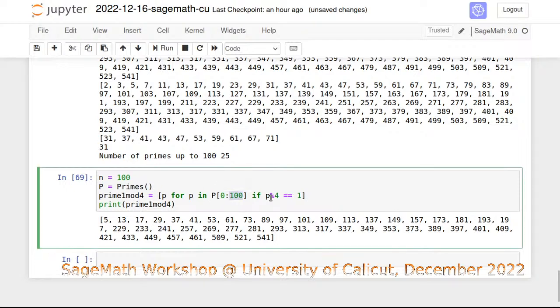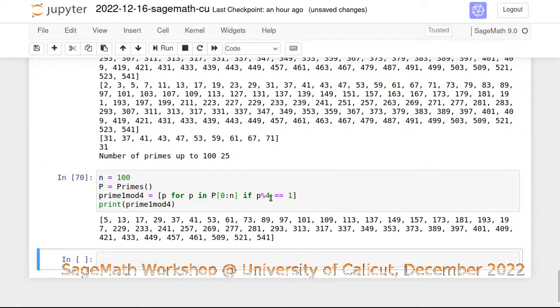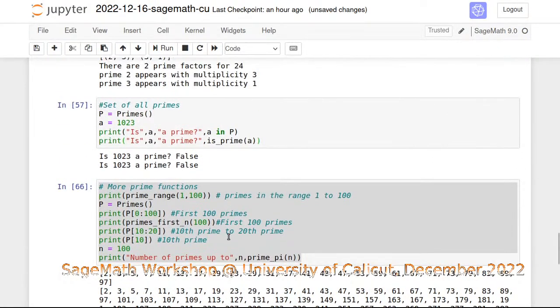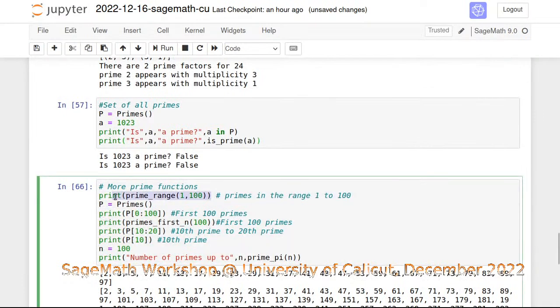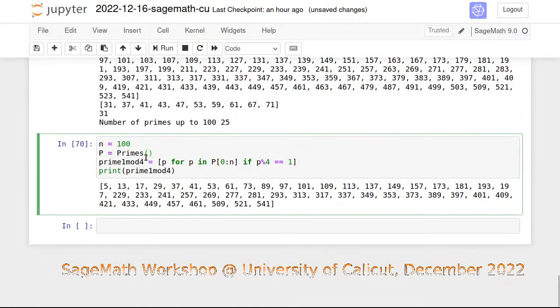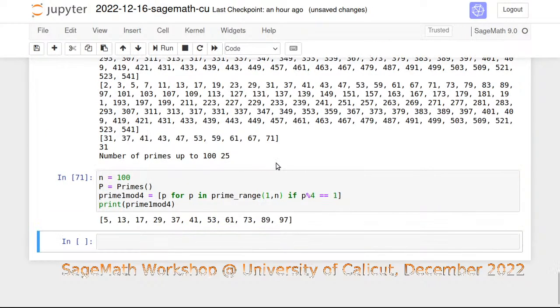Anyway, we have taken n. But what was the prime range, primes in the range? I think this is much better for us. We wanted the primes up to 100, not the first 100 primes. So these are the primes.